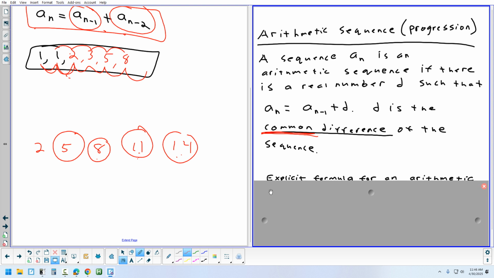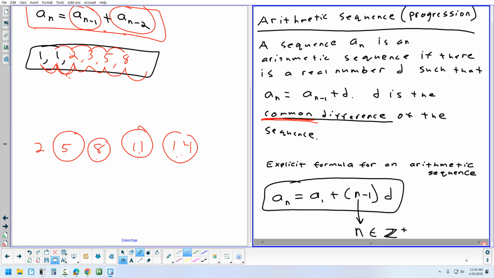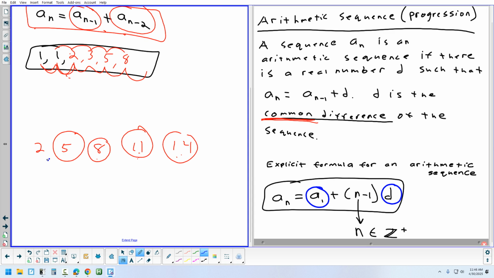And if you have a pattern where you add or subtract the same thing over and over, that is the explicit formula. So you need to know two things to write the explicit formula. First thing you need to know is the very first term in the sequence. The next thing you need to know is d. d is the common difference. It's what you're adding or subtracting repeatedly. As long as you know the first term and what you're adding or subtracting, I can very easily come up with a formula for this.